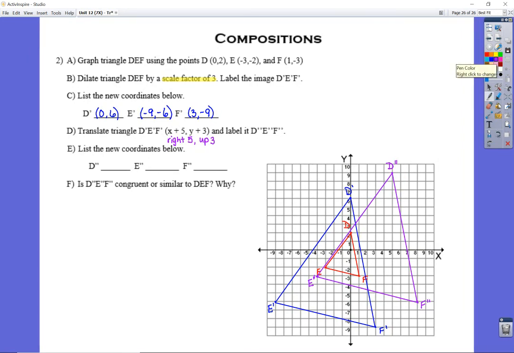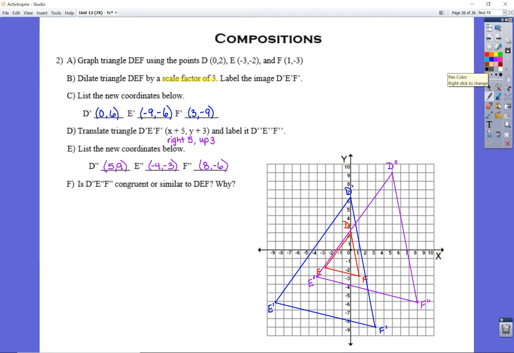Part E is to list the new coordinates for D double prime, E double prime, F double prime below. D double prime is in the position (5, 9). E double prime is (-4, -3). And F double prime is (8, -6).